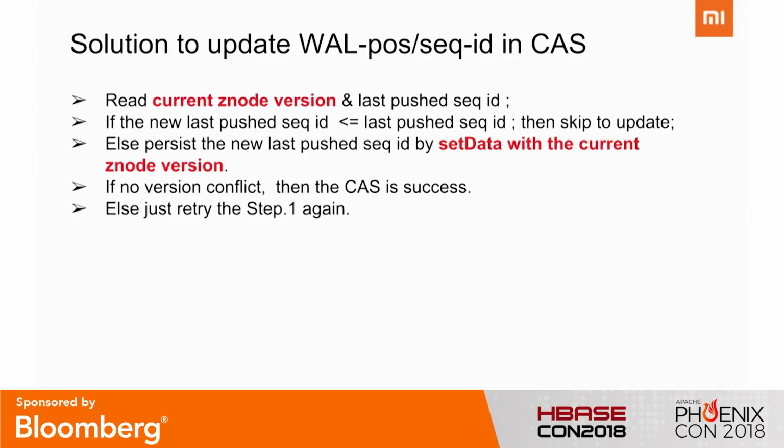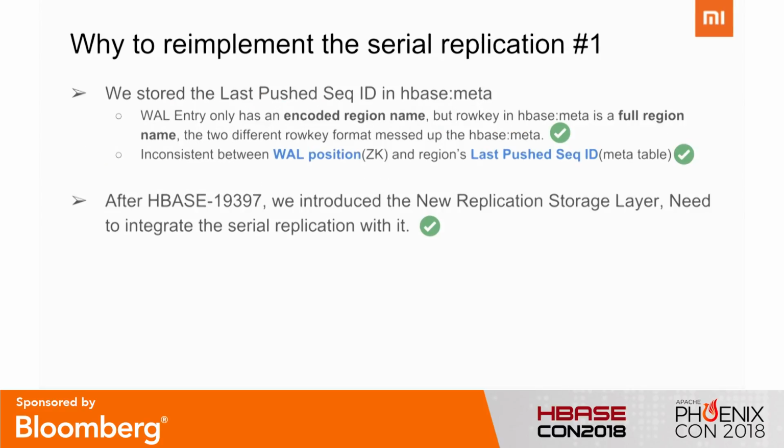The solution is here. Firstly, we read the current ZNode version and the last pushed sequence ID for the given region. If the new last pushed sequence ID is less than or equal to the current last pushed sequence ID, then just ignore the new last pushed sequence ID. Else, we can persist the new last pushed sequence ID by set data with the current ZNode version. And if there is no version conflict, then the CAS is a success. Otherwise, just retry step 1 again. So the inconsistency problem has been fixed too.